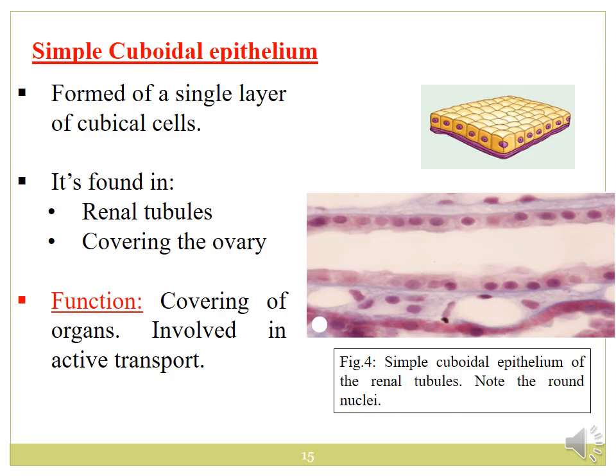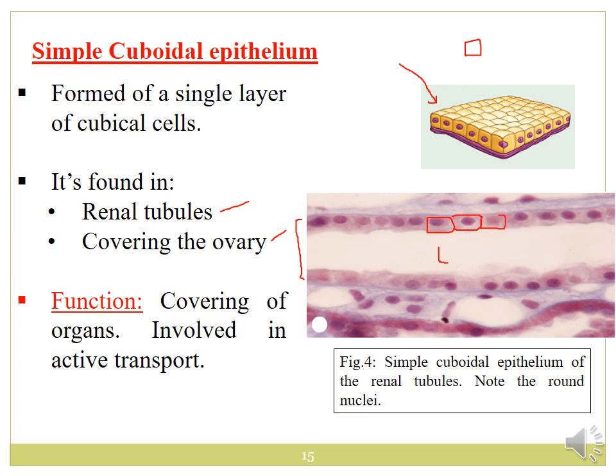Simple cuboidal epithelium. This is an epithelium formed of a single layer of cubical cells. As you can see here in this image, the cells are cube-like. Now, we find them in the renal tubules and covering the ovaries. This is a renal tubule. This is the lumen of the renal tubule. And here we have the cuboidal cells of the epithelium.